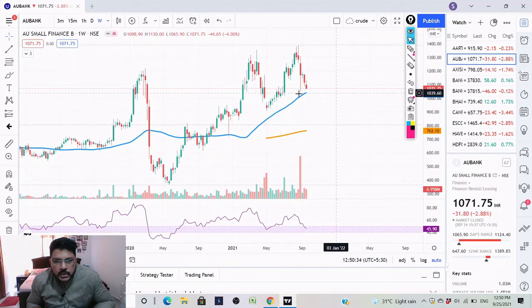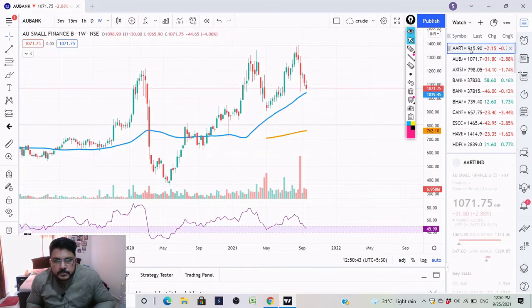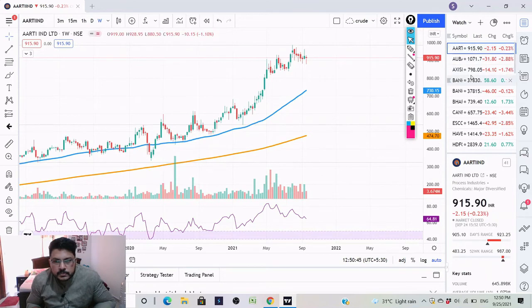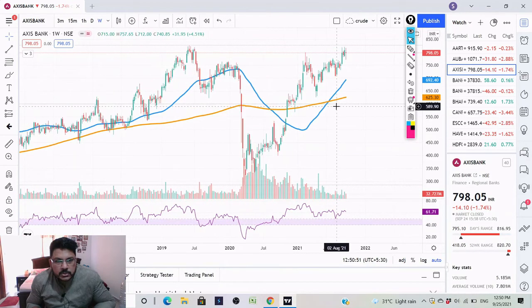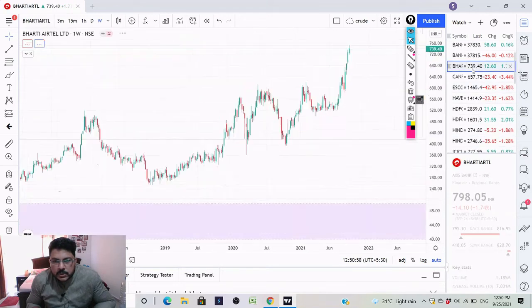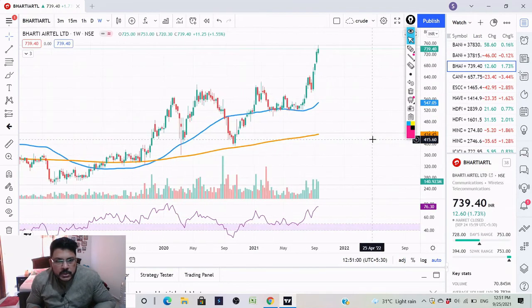Let's see AU Bank. AU Bank is not worth holding. I think it has already broken the super trend. Axis Bank is also having a resistance at this level. Let's wait and watch. Let's look at Bharti. Bharti is going nicely.